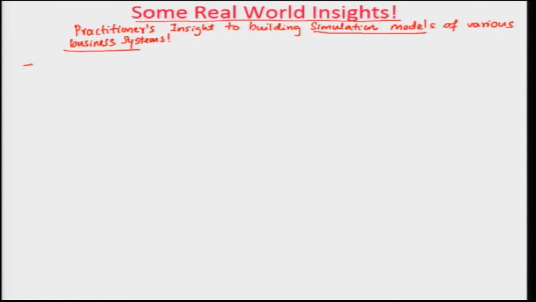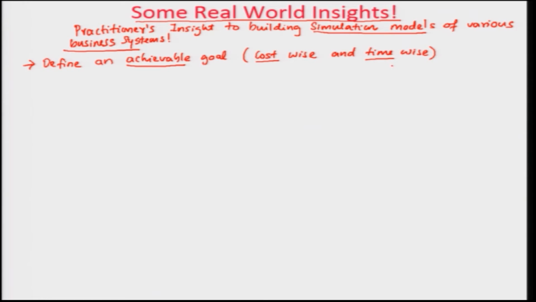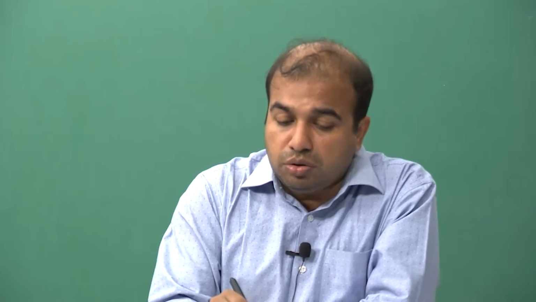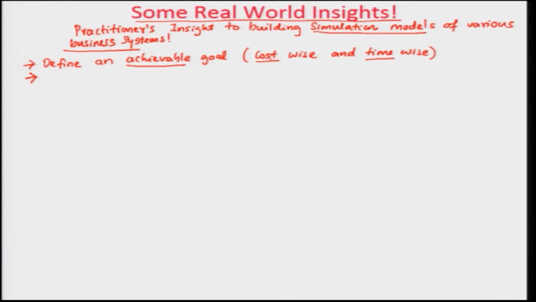So, the first one that you need to think about is define an achievable goal. Okay. Goal, cost wise and time wise. Define something that you can achieve both cost wise and time wise, because in industry nobody is going to give you an indefinite amount of money to do what you want to do. It should be acceptable for an industry in cost and time.